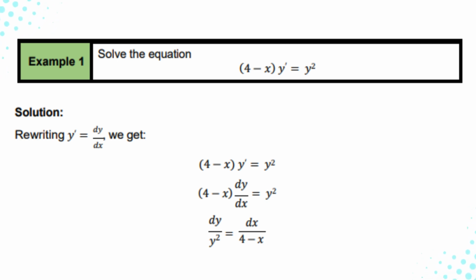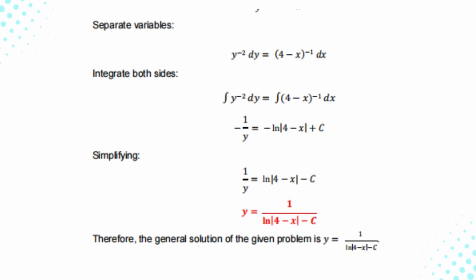4 minus x times y prime equals y squared. So we write it as 4 minus x times dy over dx equals y squared. We want to separate y and x. Multiply both sides by dx and divide both sides by y squared and the quantity 4 minus x, carefully. So dy over y squared equals dx over 4 minus x. Now, all y terms are on the left with dy and all x terms are on the right with dx. Then, the equation is separated.